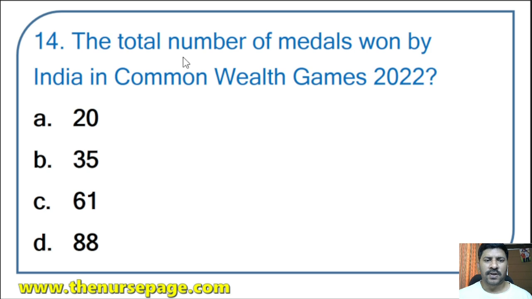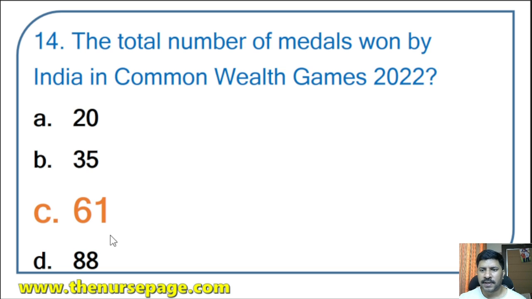14th question. The total number of medals won by India in Commonwealth Games 2022: 20, 35, 61, 88. Correct answer is 61 medals. India won a total of 61 medals at the Commonwealth Games 2022 in Birmingham. India finished 4th on the medal tally with 22 gold, 16 silver and 23 bronze medals.